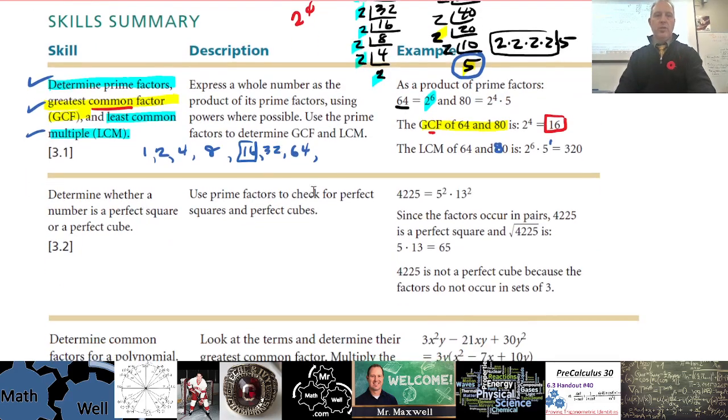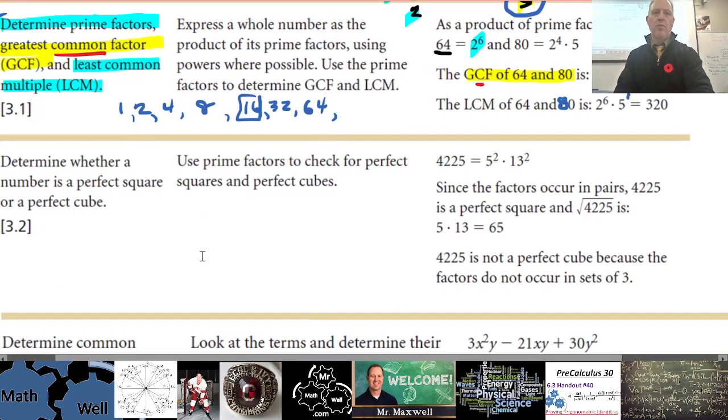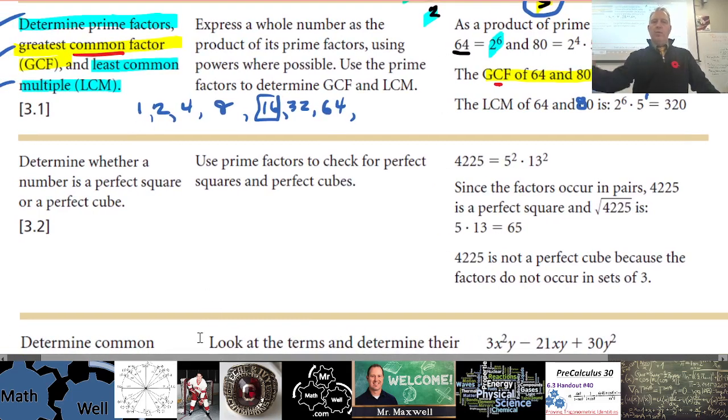All right, 3.2. Determine whether a number is a perfect square or a perfect cube or neither. And what we do there, we can, again, use the prime factor list. Use the prime factors. If you have 2 identical groups of factors, then it's a perfect square.